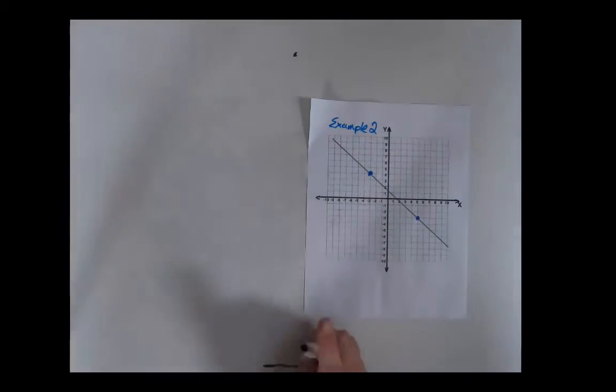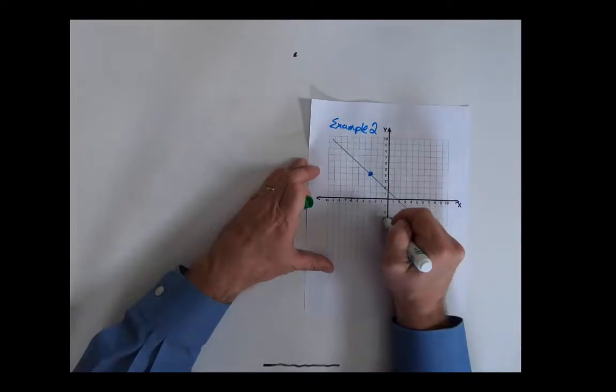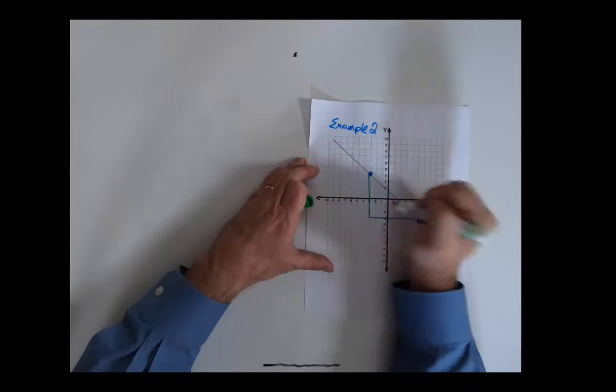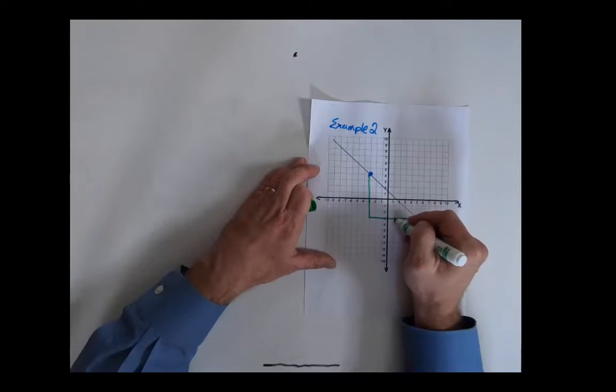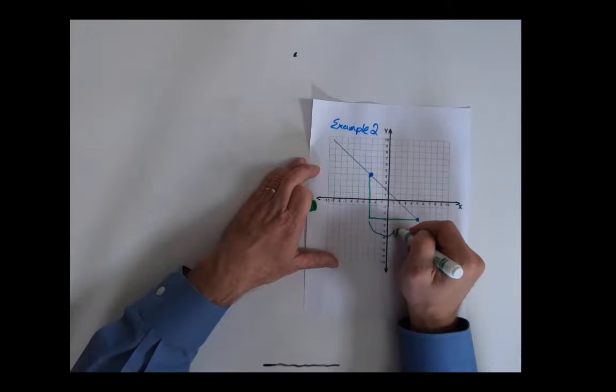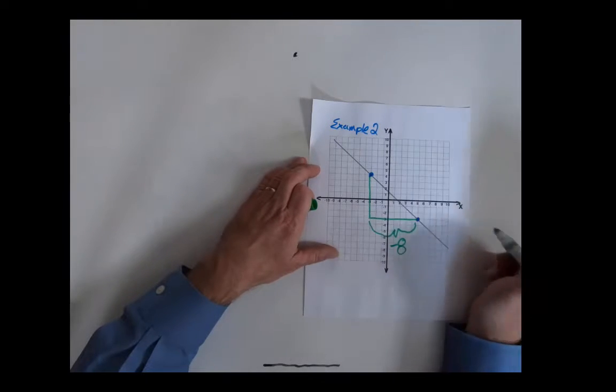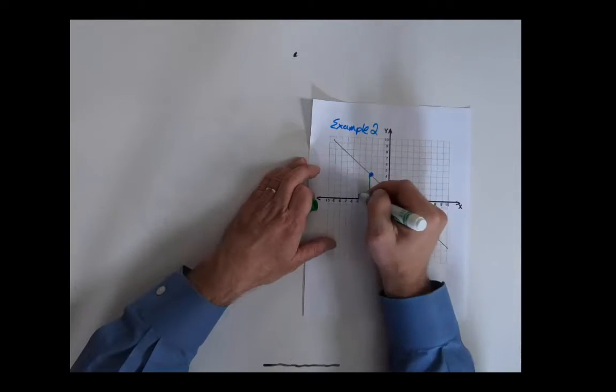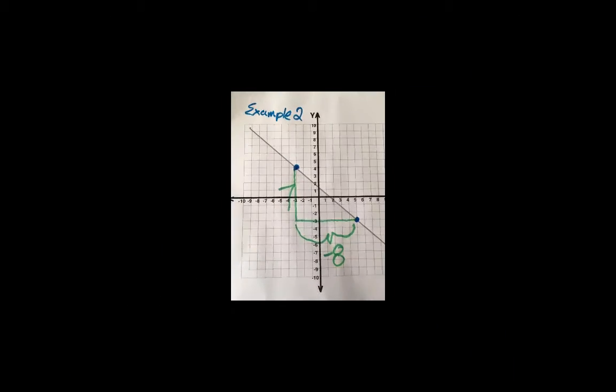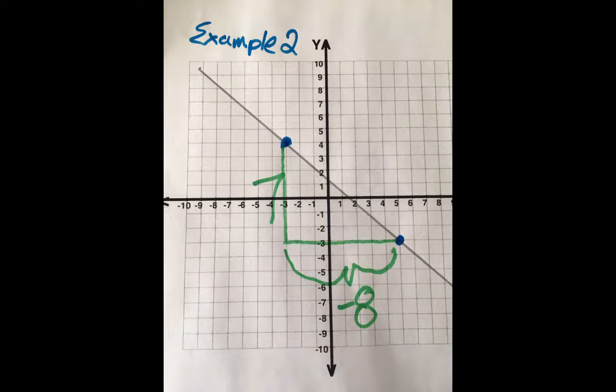This one actually looks like it goes down from left to right. We're going to connect our 2 points that we found on the line with a right triangle. And it's going to run, oh my, this one runs to the left. It's going to run a negative 8. And then it's going to rise, I believe that was a 7. So since it went to the left, it was a negative 8, and then it rose 7.